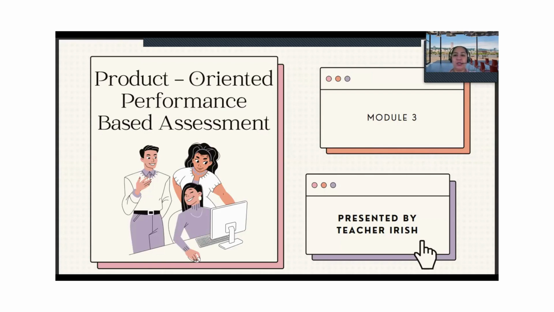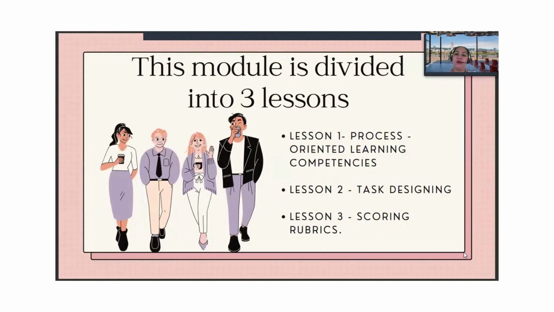So in this particular module, we will be having 3 lessons that we'll be discussing. Lesson 1, Product-Oriented Learning Competencies, Lesson 2, Task Designing, and Lesson 3, Scoring Rubrics. Since this module is divided into 3 lessons, of course, we will also have 3 videos for this module. So let's go ahead and discuss our first lesson.